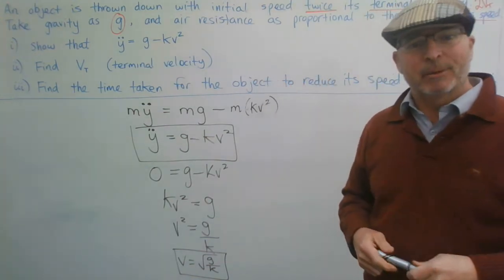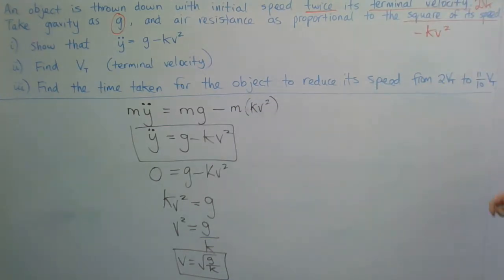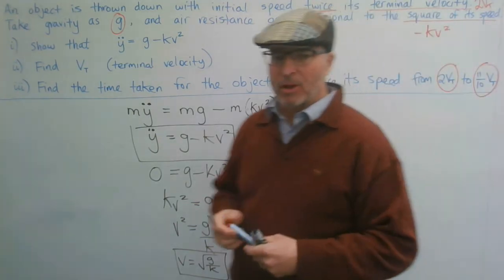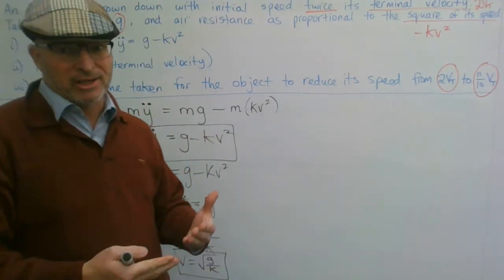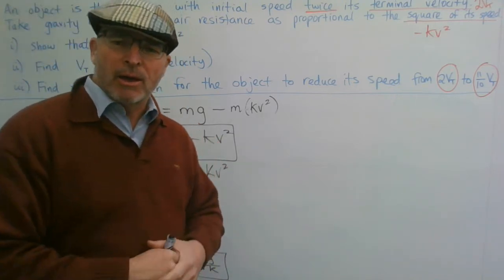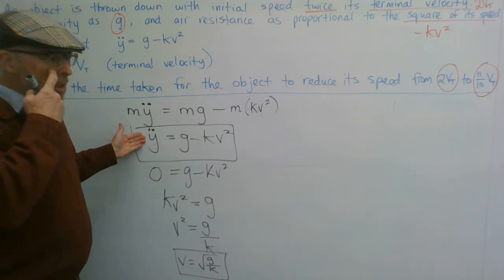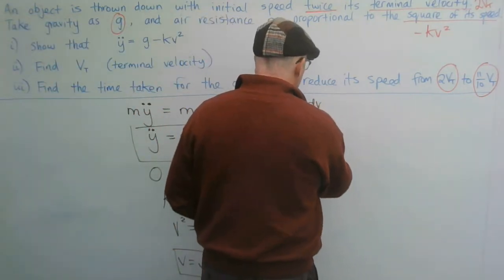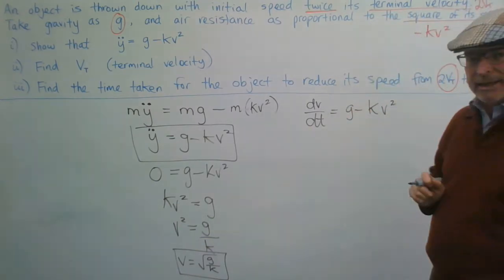Last part of the question is going to take a little bit longer because we're going to find the time taken for the object to reduce its speed from twice the terminal velocity that it was thrown down at to 1.1 times the terminal velocity. How long is that going to take? So really, I need a time equation, right? And fortunately, I guess it's a time equation in terms of velocity. So if that's the case, I think I need to treat this acceleration as dv dt. So dv dt is equal to g minus kv squared.